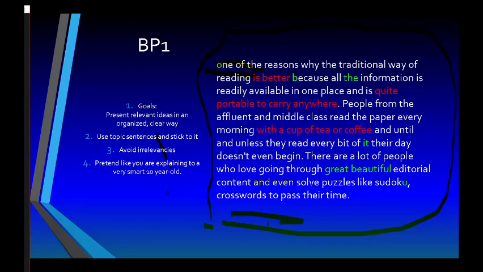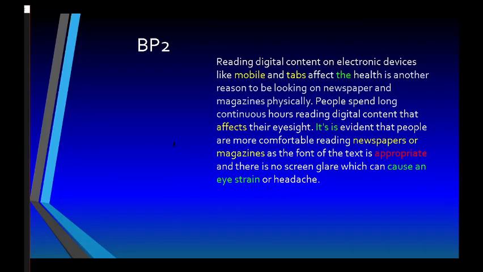Where's the charm? Body paragraph 2. Aha, now we come to "digital content on electronic devices, like mobile phones, mobiles, or tabs, affects the health." Okay, I get that. So what you want to say here is another reason why newspapers are beneficial or better is because of the negative health effects of reading digital content. And this is supposed to be a topic sentence, remember?